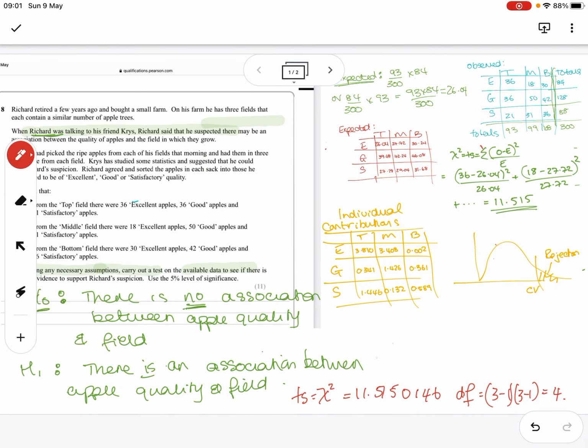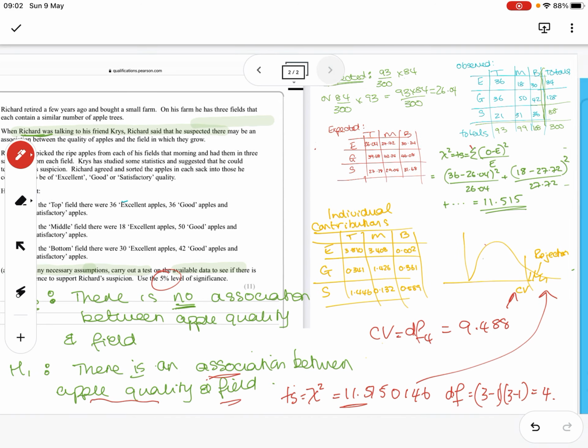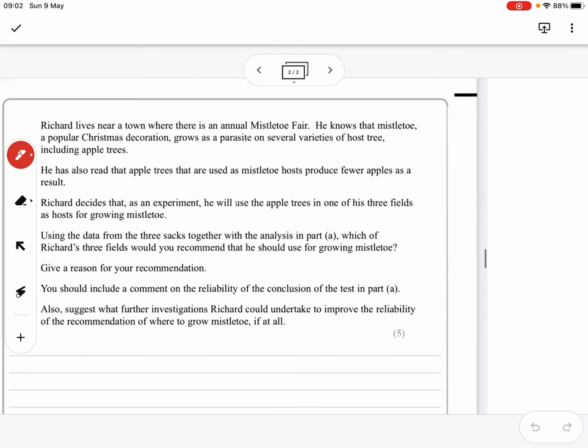So having gone to that stage, if we then look up our critical value at the 5% level with degrees of freedom 4, we end up with 9.488. So our 11 is way past it, so there is significant evidence, massive significant evidence, that there is an association between the apples and the field. So it does affect how we're growing. On to the next one then.